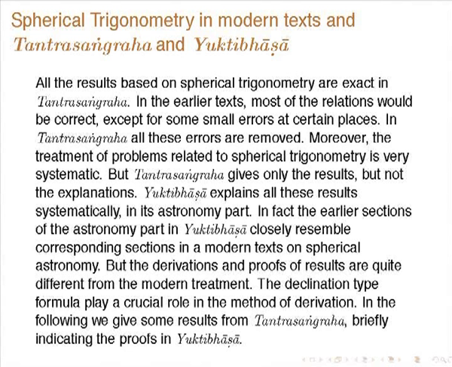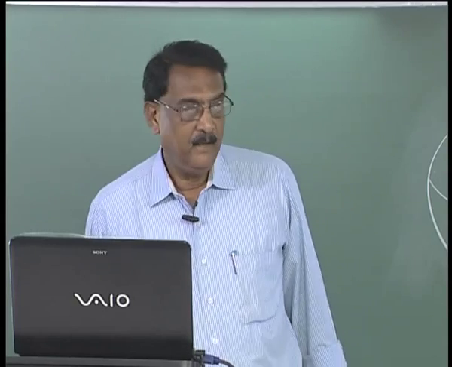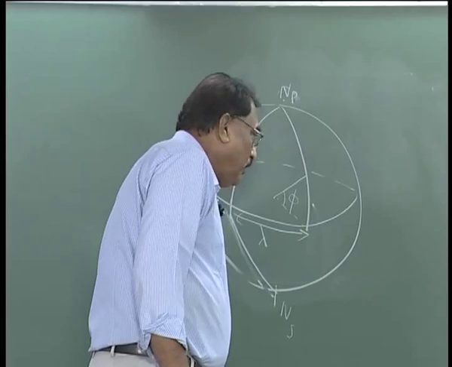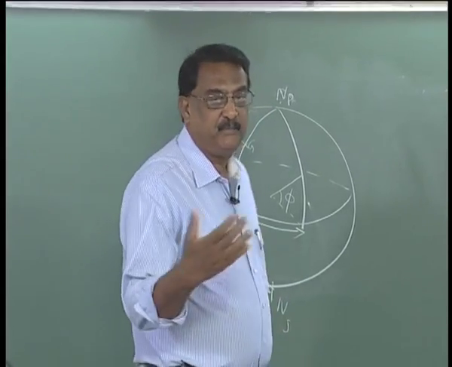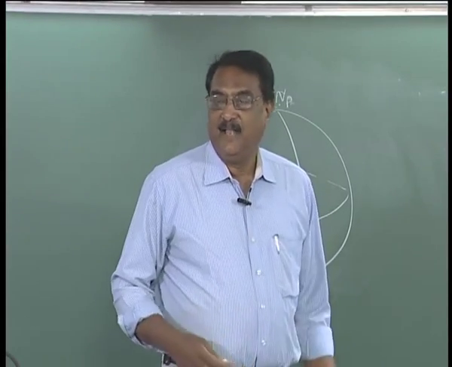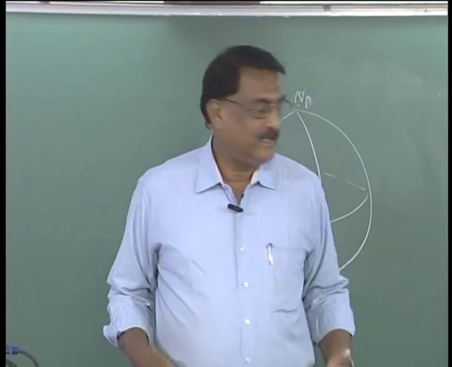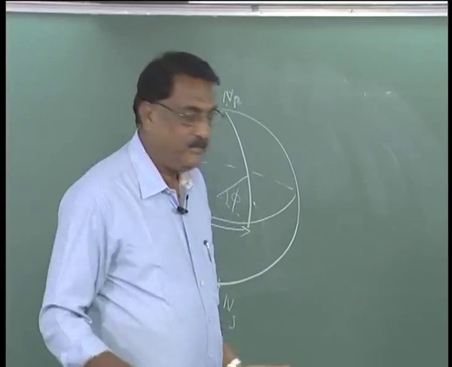Basically they will use this kind of declination formula, and then the rule of proportions. So the declination-type formula and rule of proportions, that is what is used. Essentially what I am trying to say is how it is posed in Yukti Bhasha. Of course, it was understood in earlier texts also, but they might not have stated it like Yukti Bhasha, which is a textbook.